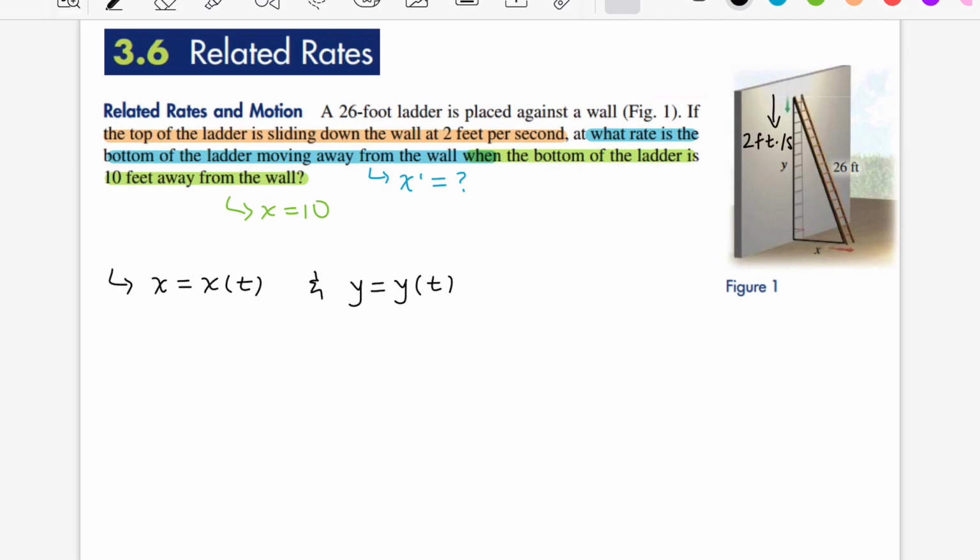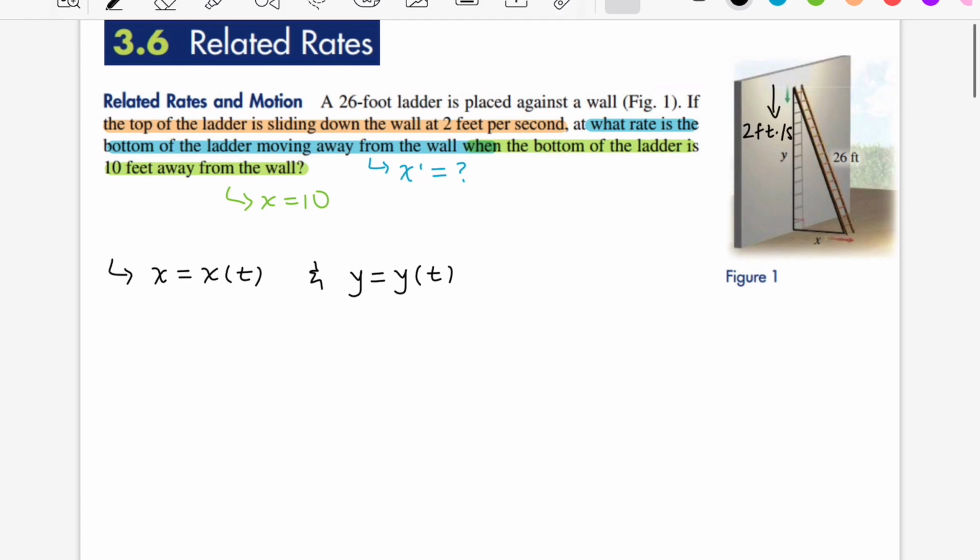Now the next thing we want to do after we've identified everything is find an equation that will relate these variables and apply to this specific situation. This might be a little obvious because we have this triangle here. We have one side, distance y, and this other side, distance x. We also have the hypotenuse of this triangle, which is the length of the ladder, which is 26 feet.